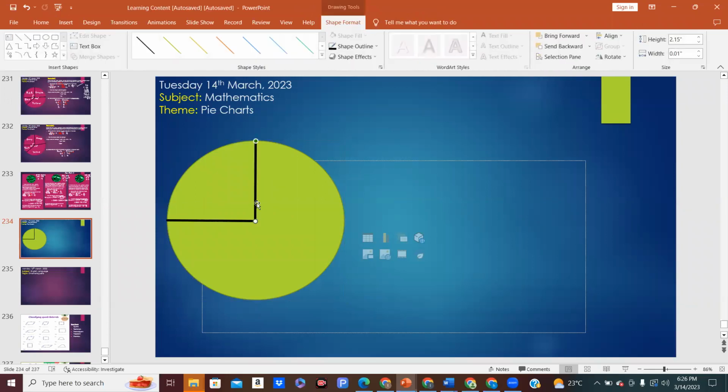So draw this pie chart, very similar to the one that was drawn yesterday, the very first one that was drawn.